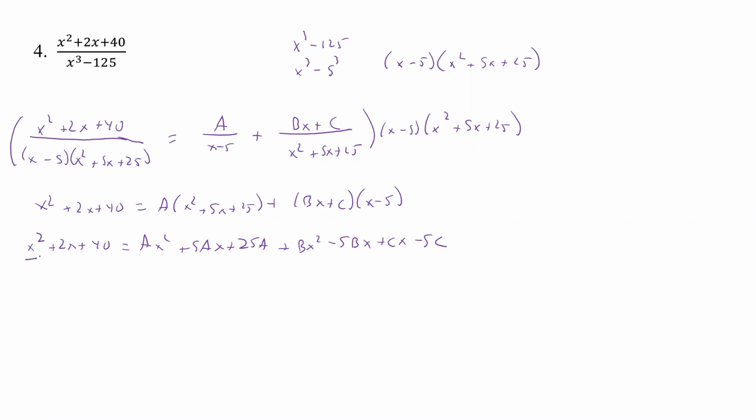All right, so x squared, x squared, x squared, then we have x, x, and then the numbers only. So if we look at x squareds, we have 1 equals a plus b. Okay, now here we have 2 equals, and we have 5a minus 5b plus c. And then the next one we have 40 equals 25a minus 5c. All right, so hopefully I have all of that right now.